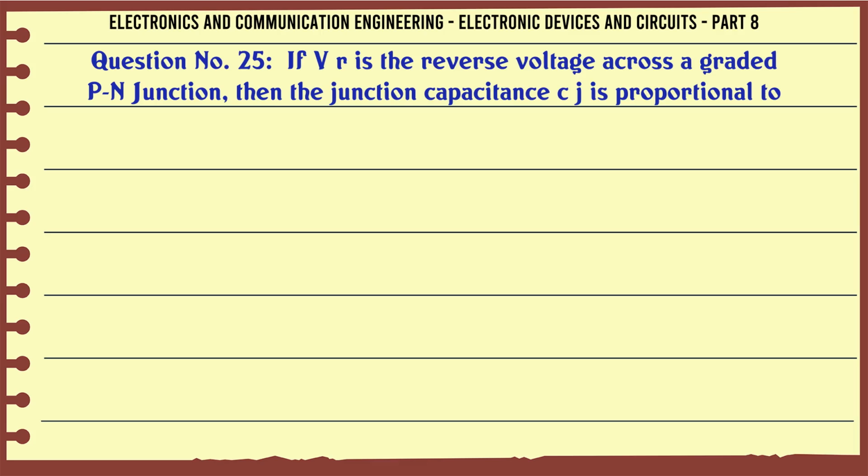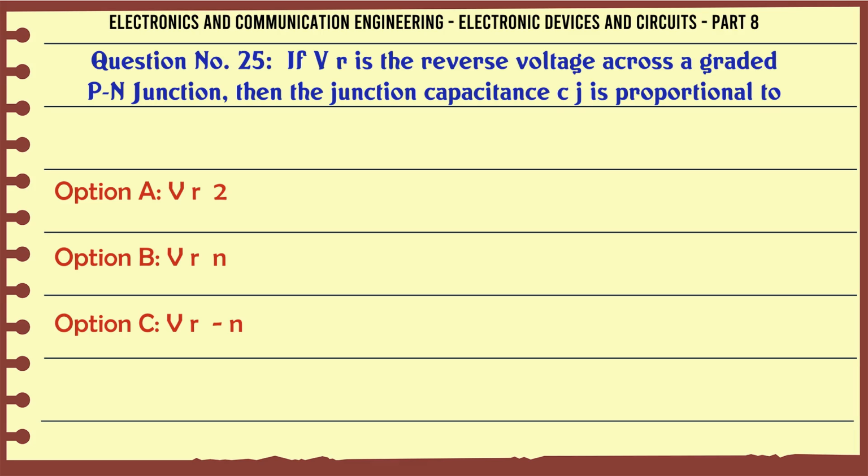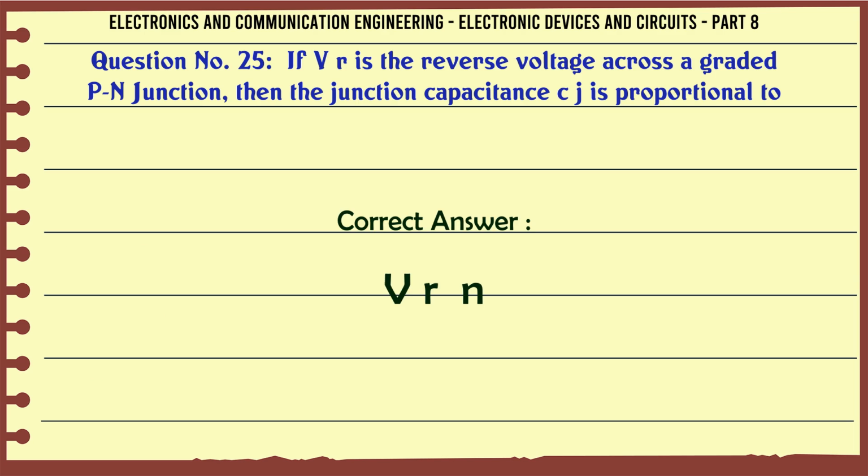If VR is the reverse voltage across a graded P-N junction, then the junction capacitance Cj is proportional to A. VR^(1/2), B. VR^(-1/3), C. VR^(-1/2), D. VR^(3/2). The correct answer is VR^(-1/3).